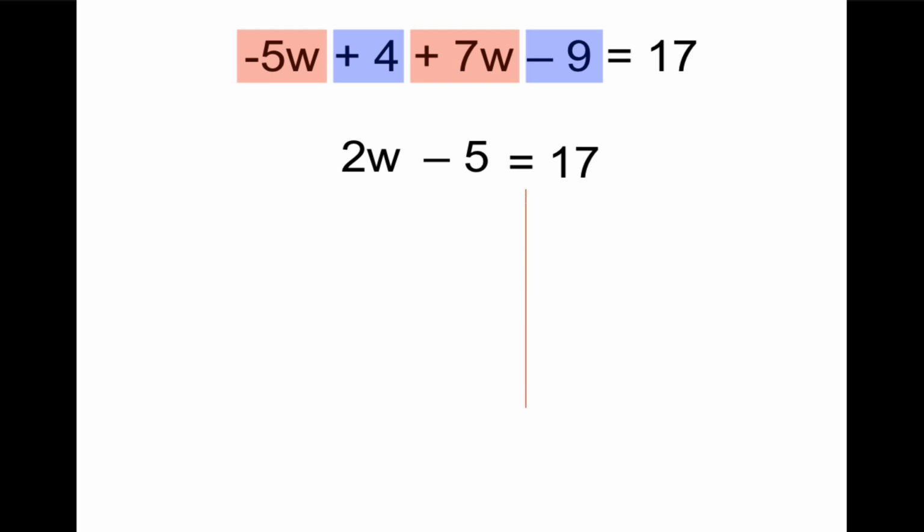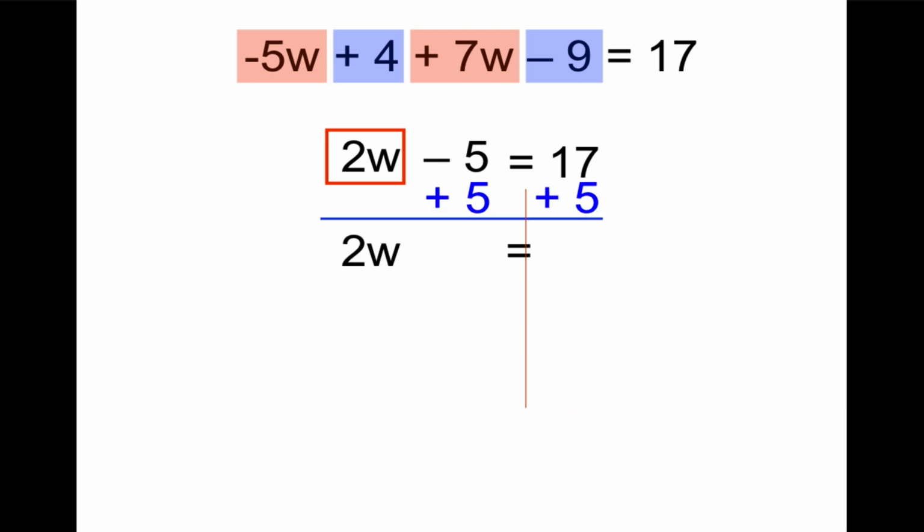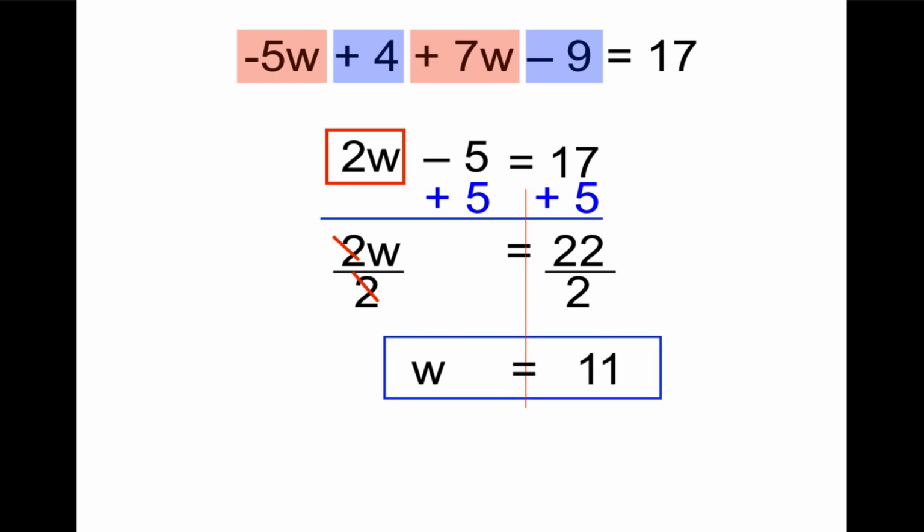Put the line coming down. Box out 2w. We want to isolate 2w by adding 5 to each side. So we're going to get that 2w equals 17 plus 5 is 22. And the final step, divide both sides by 2. 2 divided by 2 equals 1. So we have w equals 11. Problem solved.